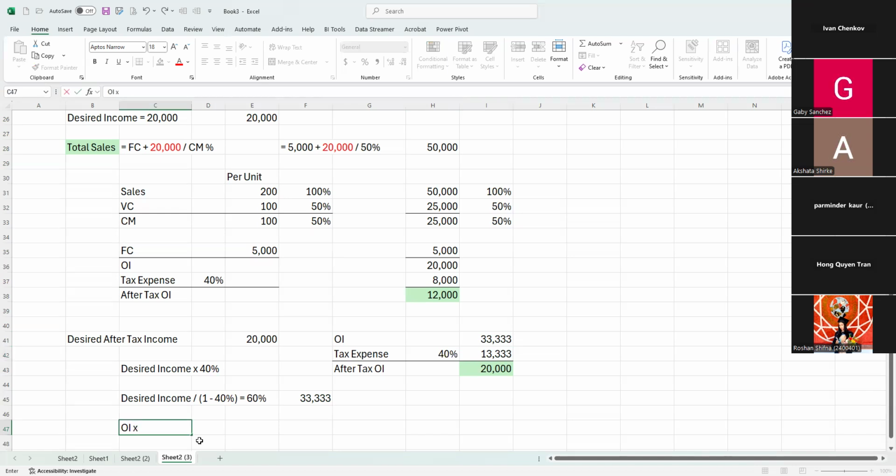times, minus, bracket operating income times tax rate, it's going to give you after-tax operating income. By knowing this and using this, we're chasing what will be the number of the operating income. Once I have this number, I'm going to add it to my fixed cost, and I'm going to run the calculation. Make sense?